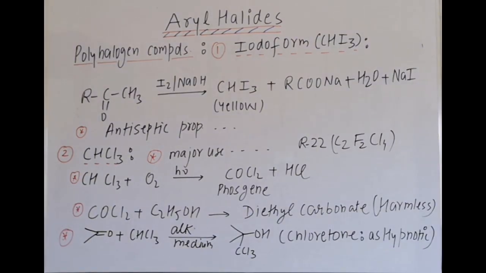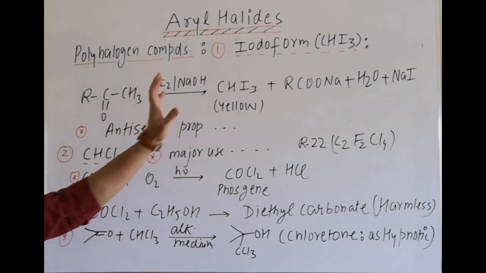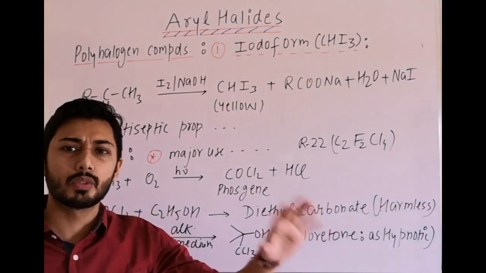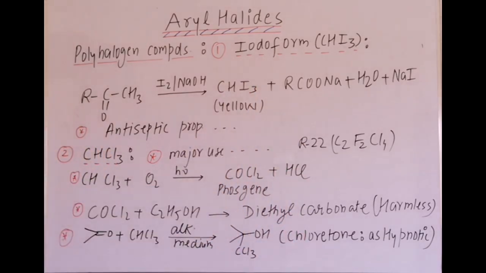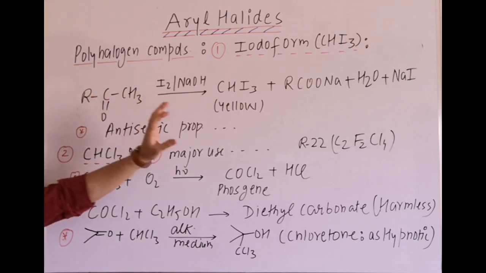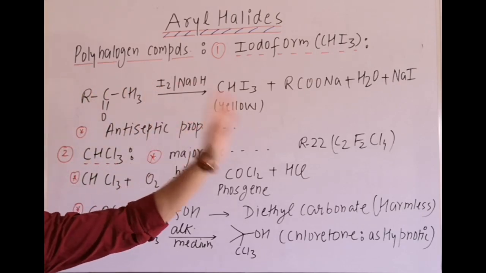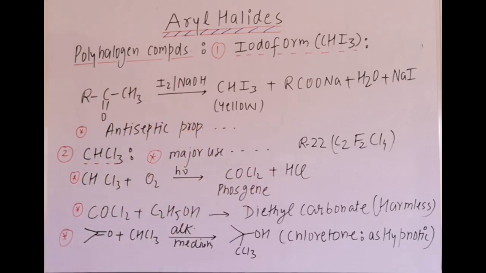Next are the polyhalogen compounds. Now this part is purely theoretical. In NCERT some compounds are given, so I am going through a few important compounds, like firstly iodoform, CHI3. Iodoform, if you remember, in the carbonyl compounds topic, there is an iodoform test or haloform reaction. From that we can do the iodoform test.